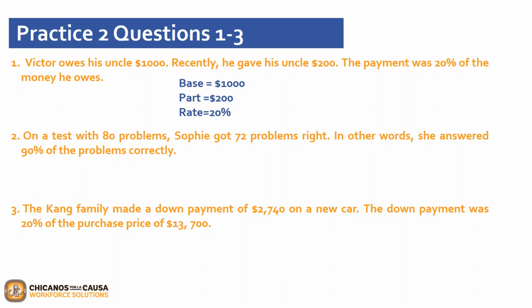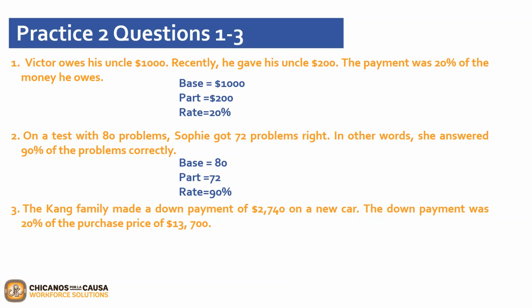Second question says, on a test with 80 problems, Sophie got 72 problems right. In other words, she answered 90% of the problems correctly. For question 2, we'll do the same process as we did in question 1. So let's first identify the base. Based on question 2, the base is 80, the total amount of problems on Sophie's test. Next, we shall identify the part. The part for this question is 72, due to how it is the portion of the base, 80. Now let's figure out the rate. The rate for this second question is 90%.